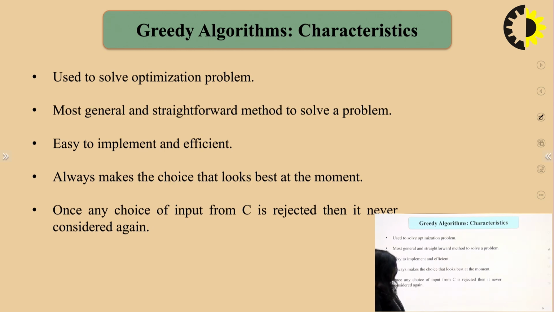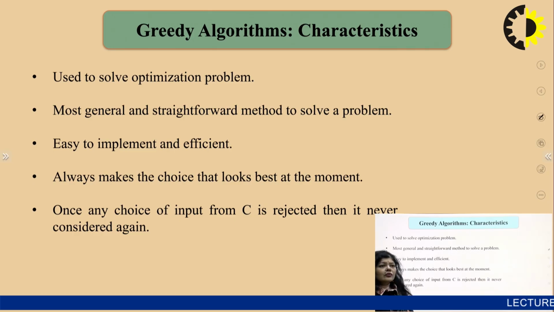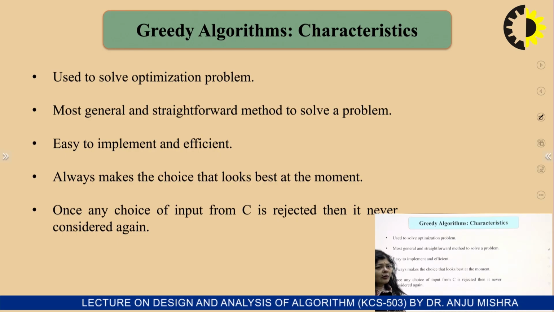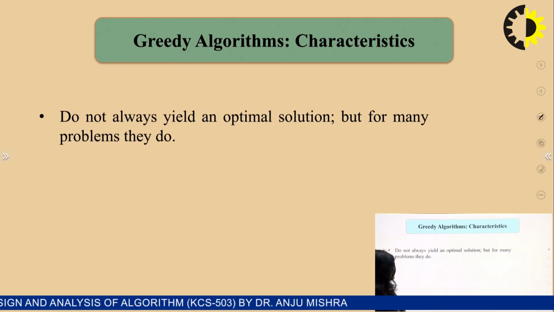Now, once any choice of input from candidate set C is rejected, then it can never be considered again. So once we have rejected a particular input, in future we are not able to reconsider it again for building up the optimal solution. So this is another important aspect.